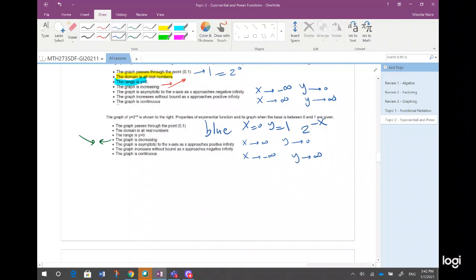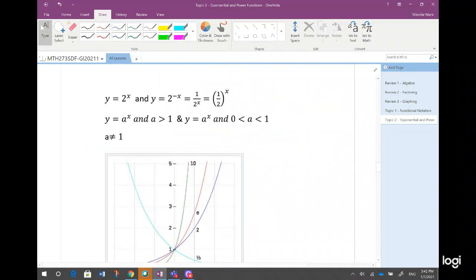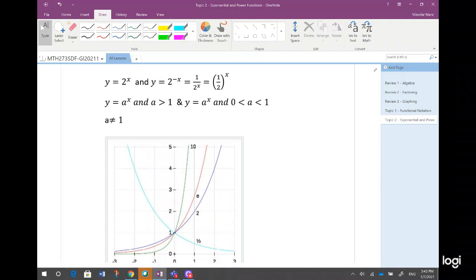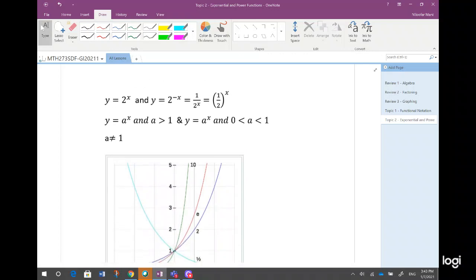So for many functions where the graph is continuous, we call them well-behaved functions because there is no disconnection anywhere. But we don't go to too many details. When I talk about a new function, I have to talk about these points. You need to have a good understanding of the properties of the function. So 2 power x and 2 power minus x here.